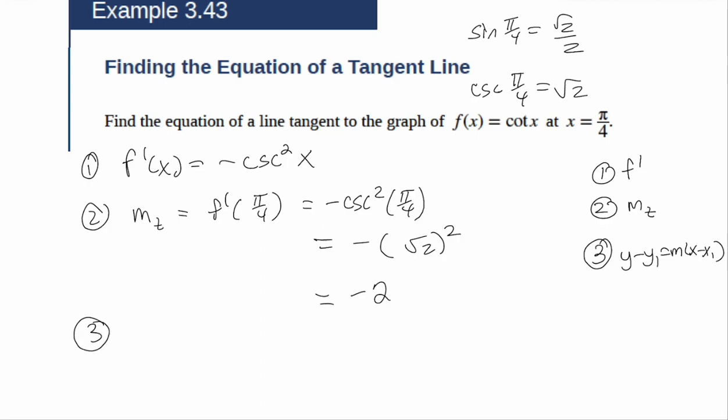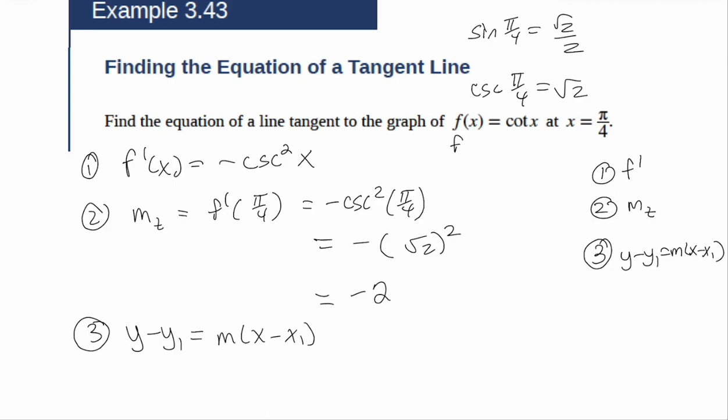Now, the third step is to use the point slope formula. We have to have a point. They gave us an x. How do we find the y that goes with it? You just plug it in. You just put it back into the top equation.